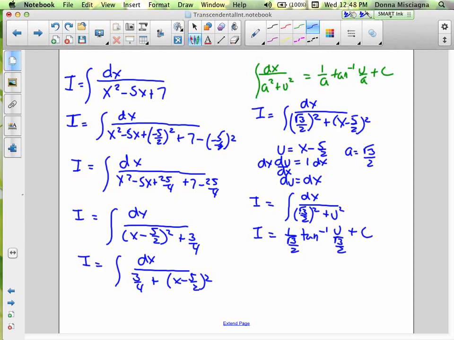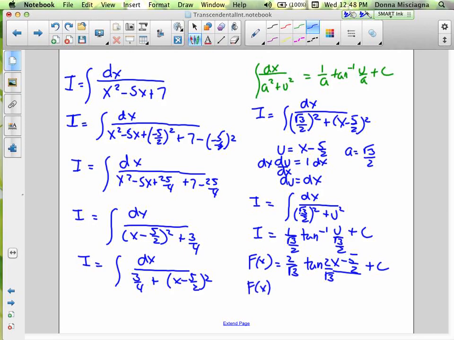Let's simplify that, so that will become, and then we'll substitute at the same time, and let's write that as an equation. So f of x equals, this will now be 2 square roots of 3 arctan. We're going to substitute in the x minus 5 halves. And if we're dividing by square root of 3 halves, that's the same as multiplying by 2 square roots of 3, plus c. Let's simplify that.